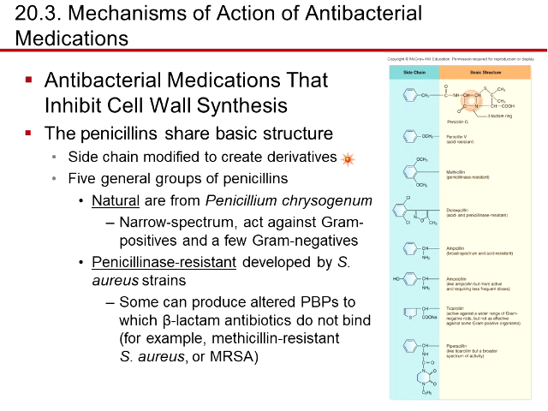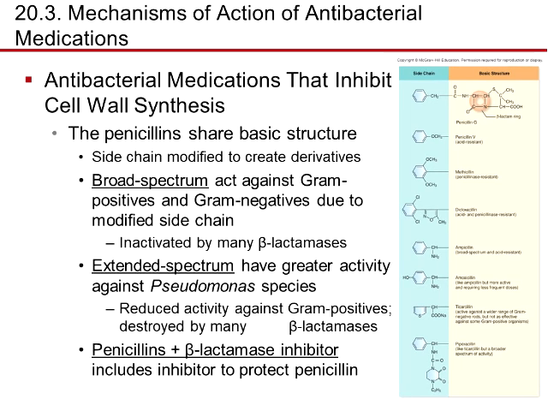The natural are from the Penicillium crucidatum, and it's a narrow spectrum. It acts against gram-positive and a few gram-negatives. Penicillin resistance developed by Staph aureus strains that can produce altered PBPs to which beta-lactam antibiotics do not bind. For example, methicillin-resistant Staph aureus, MRSA, creates that environment. So those are resistant to all that.